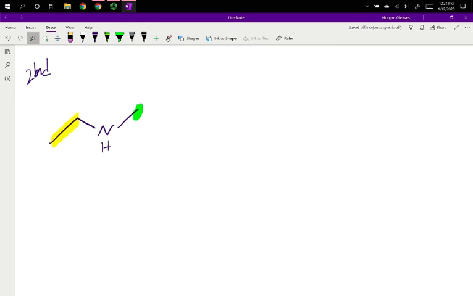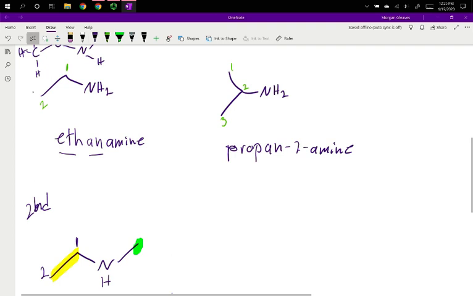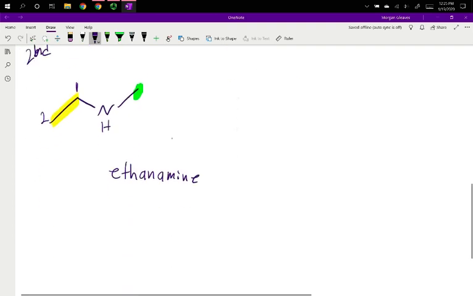IUPAC still says find the longest chain. Well, that's going to be my two-carbon chain. I need to number it such that the nitrogen gets the lowest number. So this is an ethyl, or an eth chain. It's single bonded between carbons. It is ethan, and it is an amine, ethanamine. So in terms of our longest chain, that's no different than before. We saw ethanamine was an ethyl to an amine. Now that I have that methyl, I have to describe that methyl.